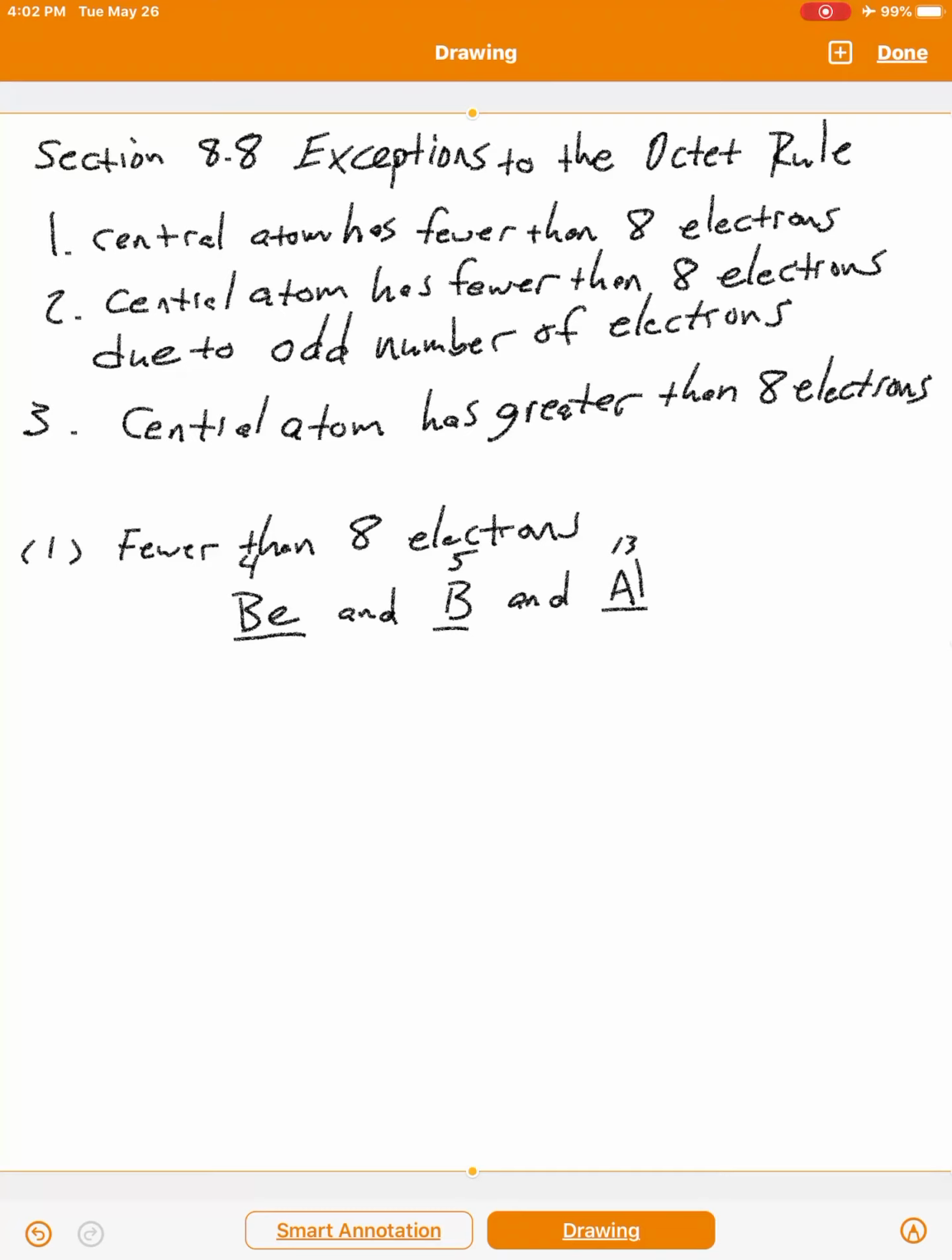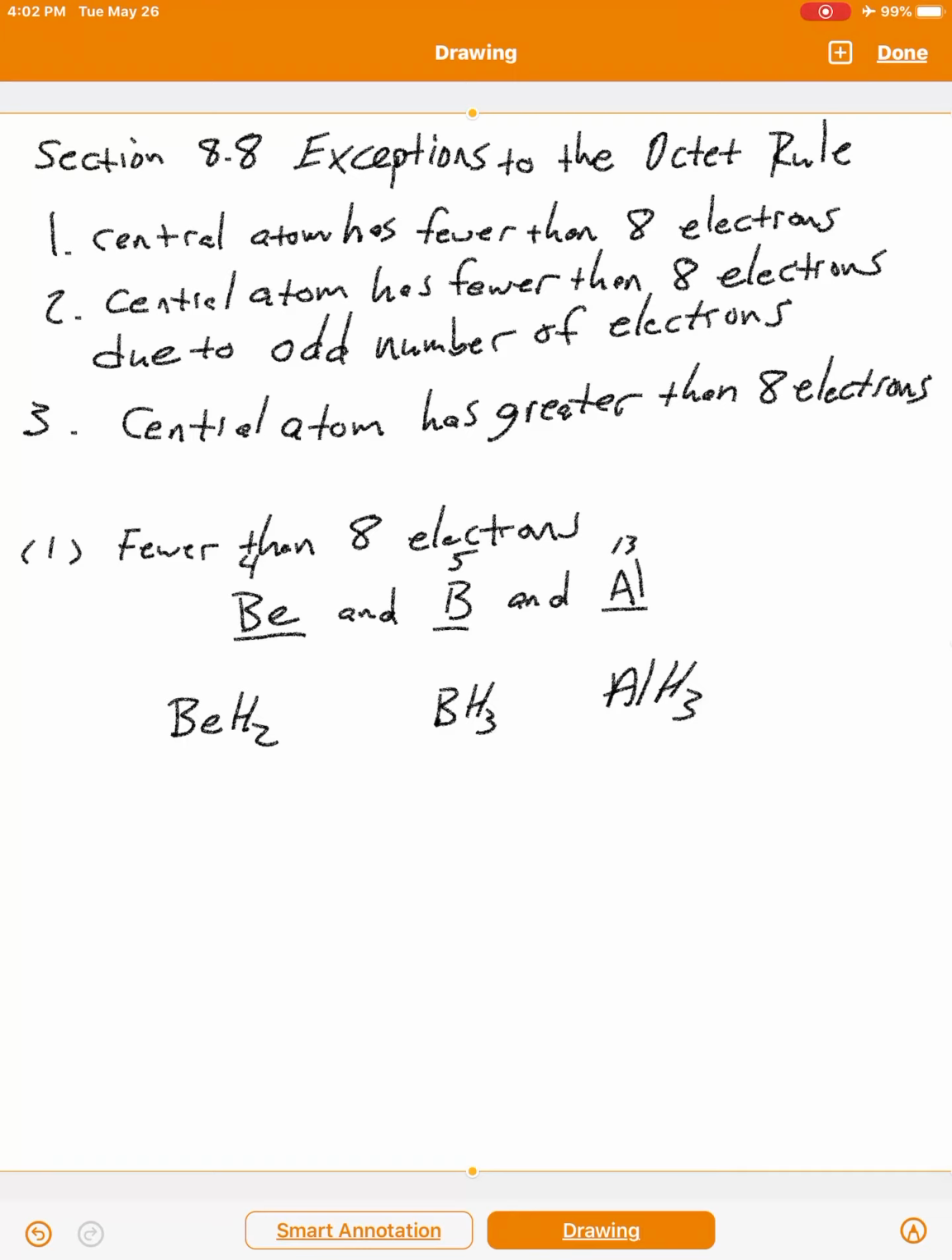So the way to show you this is to consider the experimentally determined chemical formulas of 3 molecules: beryllium dihydride, boron trihydride, and aluminum trihydride, if you want to call them that. The idea here is that if you draw the Lewis structures of these species, you don't have enough electrons to get an octet on the central atom.